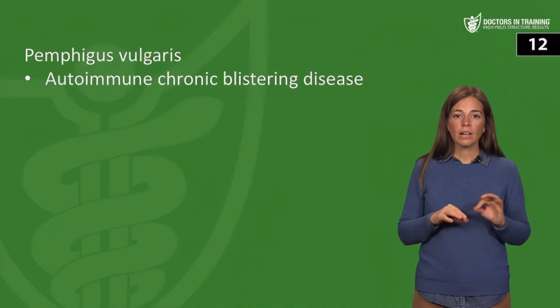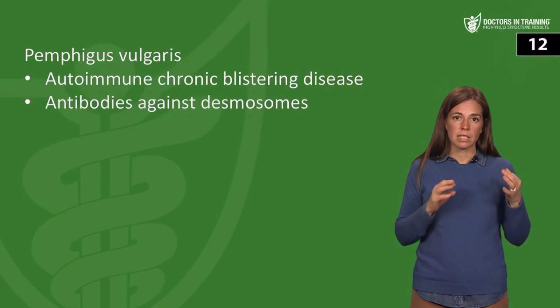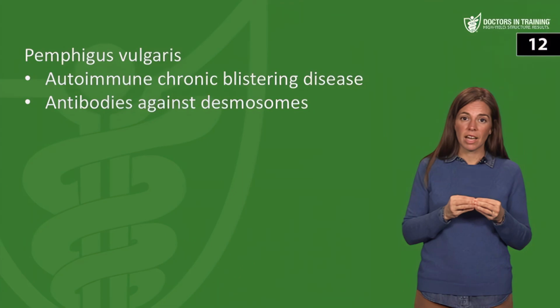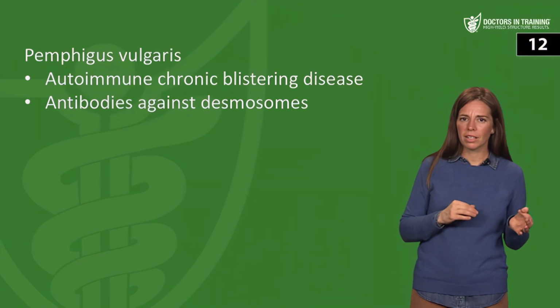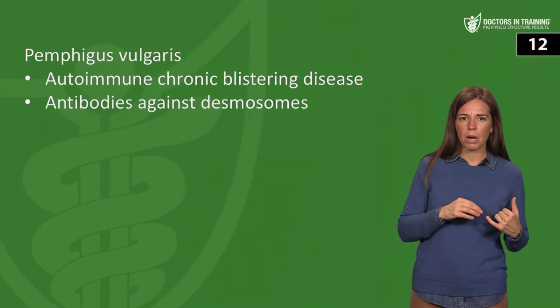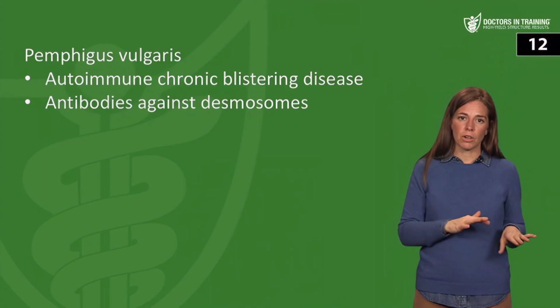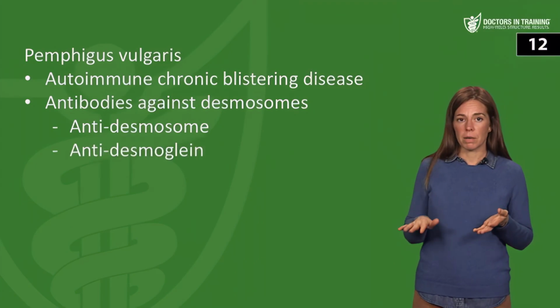Okay, now on to blistering skin disorders, starting with pemphigus vulgaris. This is an autoimmune chronic blistering disease, and here we see antibodies against the desmosomes. What do the desmosomes do? They connect epithelial cells together. They do not connect the cell to the basement membrane. What was the molecule that connects epithelial cells to the basement membrane? Hemidesmosomes. So here we're talking about the desmosomes. So anti-desmosome or anti-desmoglein antibodies are the antibodies here.